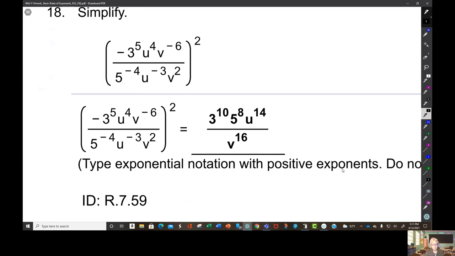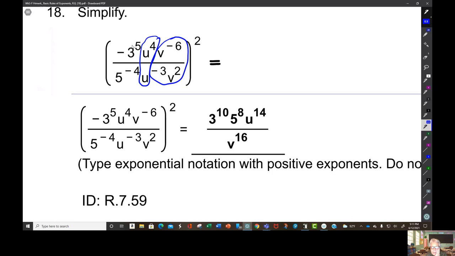Oh, we're almost done. This last problem is a doozy. Okay. I'm considering how I'm going to work this. All right, I'm going to circle our like bases and circle our like bases. And then here we have a negative 3 to the 5th.